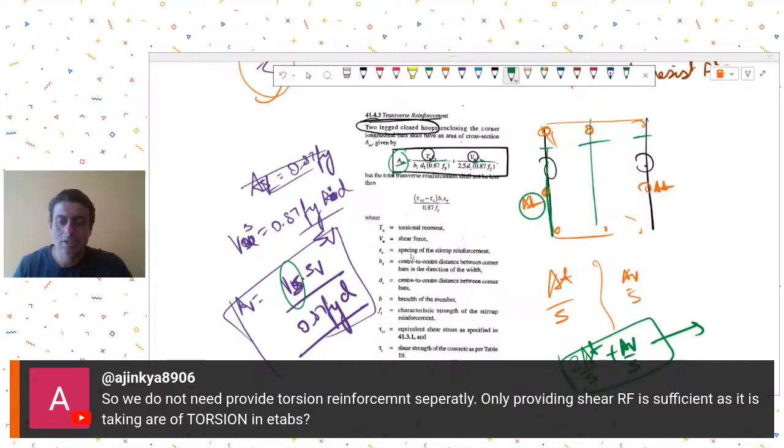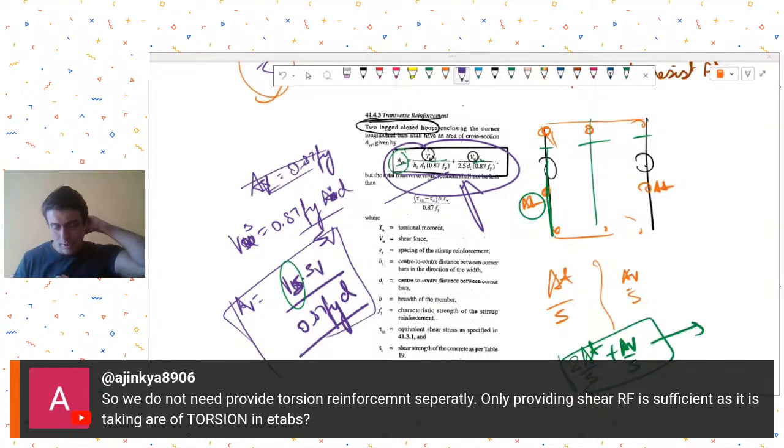Mr. Ajinkya is saying, so we do not need to provide torsion reinforcement separately. See, you first cross check whether ETABS is giving you as per this or not. So I think it should give you as per this. If this is what is being given, and let's say you are happy with providing two-legged reinforcements only, then go with this. Okay, then go ahead with this.